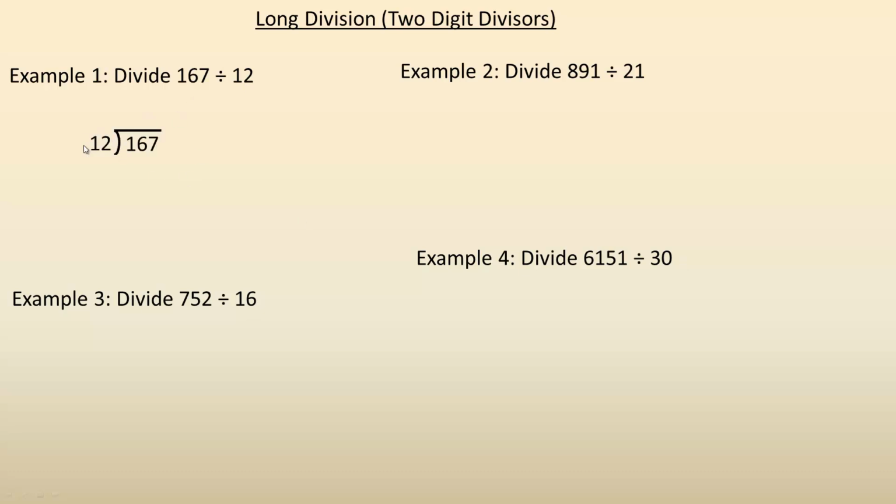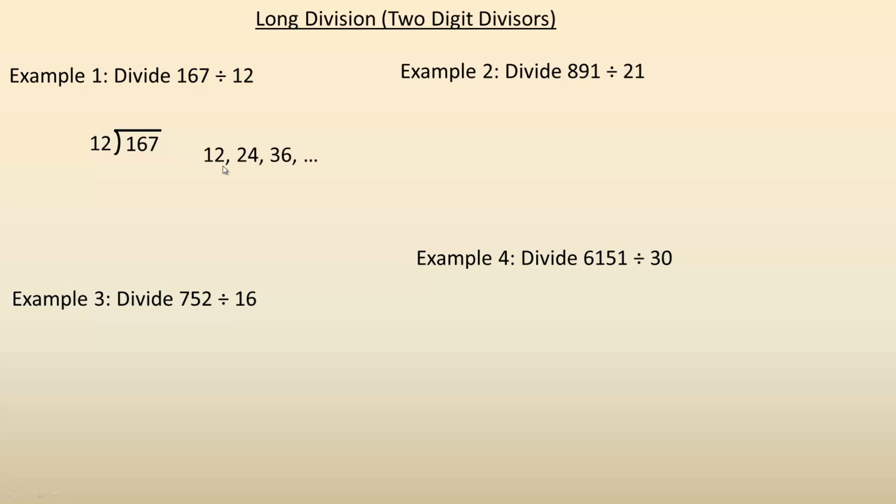So we write it like this. You're dividing by 12, so 12 goes over here, and 167 inside the division symbol. Now one minor difference when you have a 2-digit divisor as opposed to 1: you don't worry about dividing 12 into the first digit. 12 can't go into 1, so you would automatically look at the first 2 digits here. 12 can go into 16.